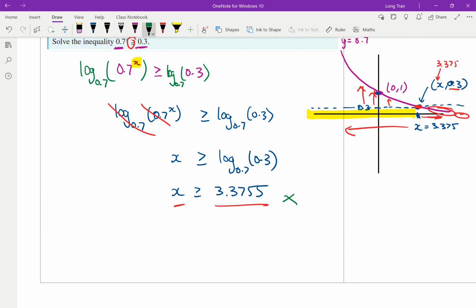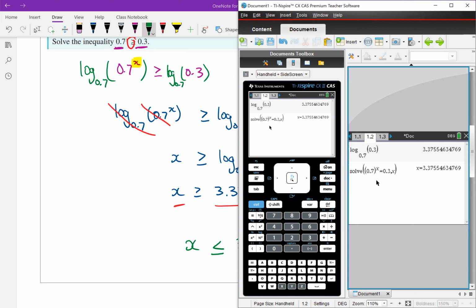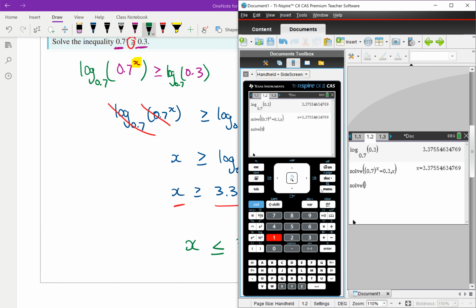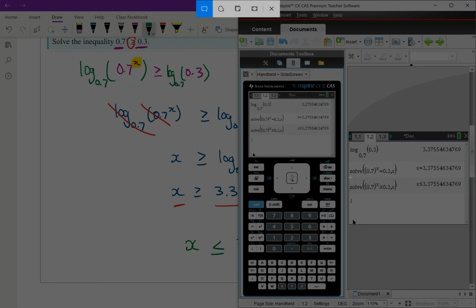The real answer is actually x needs to be less than or equal to 3.375. If you did this on your CAS, you wouldn't have the problem. So we went to menu 3.1, and I said solve 0.7 to the power of x greater than or equal to 0.3, comma x, and you'll see here it says x is less than or equal to 3.375. So if you were to do this by hand, just be careful.